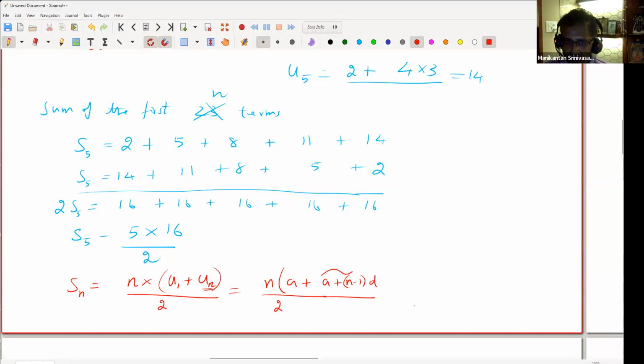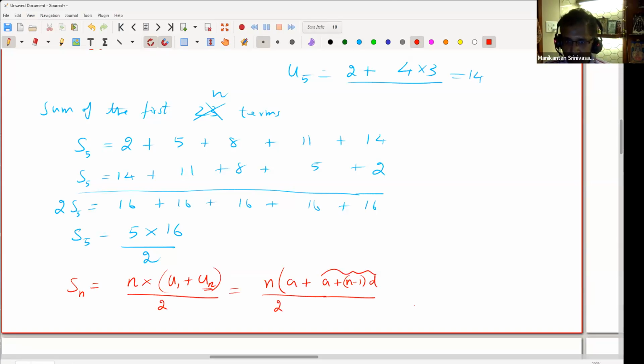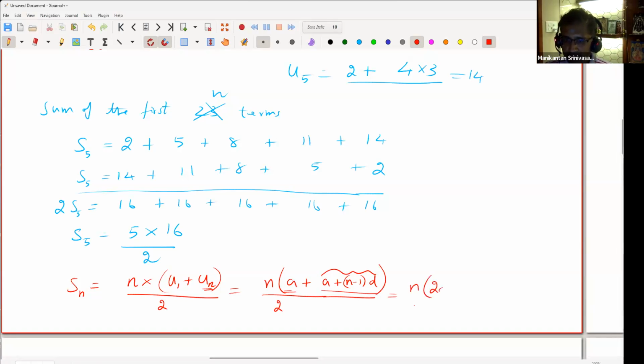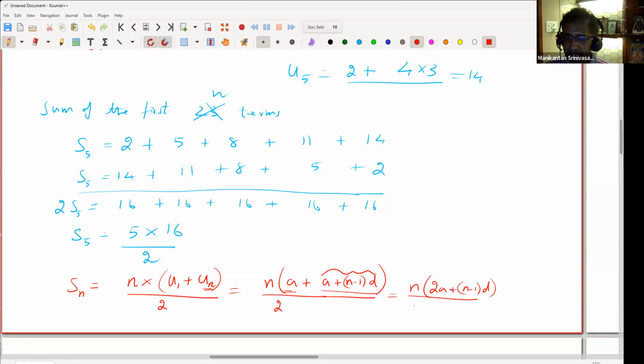So this was my Un, right? It's a, which is the first term, a plus n-1 times d, which is the last term, the nth term. And then you plug it in here, you get this. Of course, I can write it as n times 2a plus n-1 times d, but I don't want to do that because that won't give us intuition. Let's keep it as a plus n-1 times d.